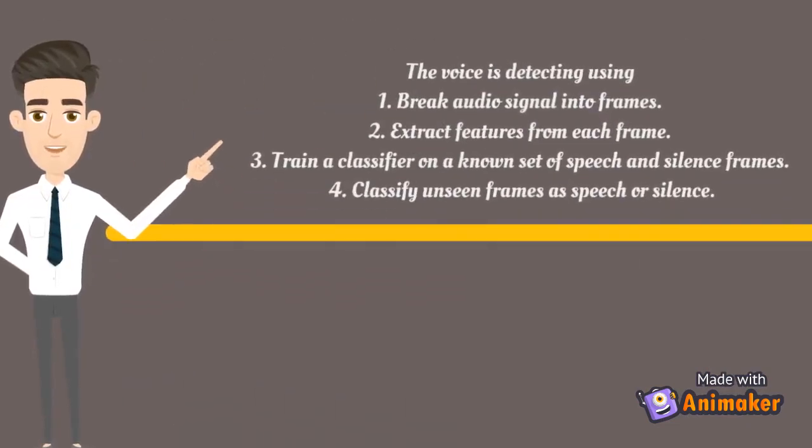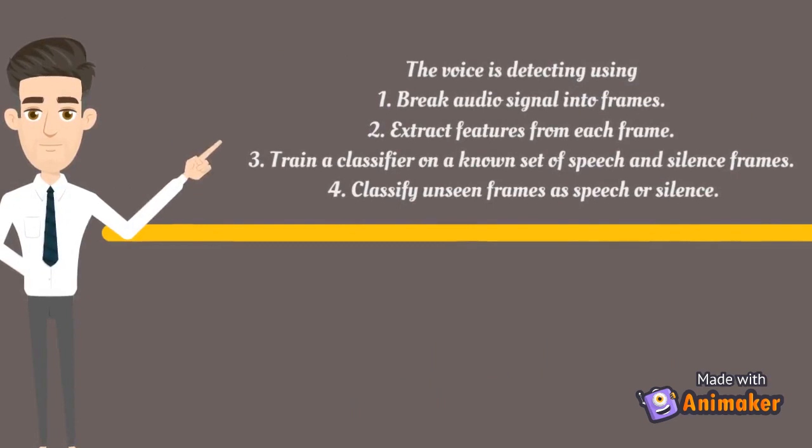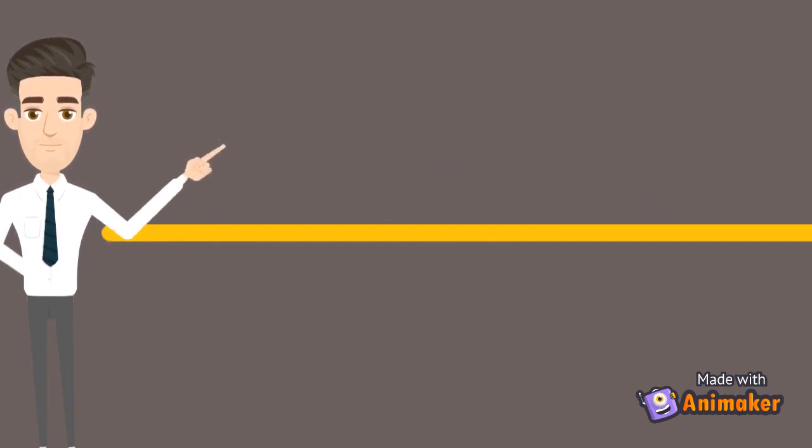The voice is detected using: 1. Break audio signal into frames. 2. Extract features from each frame. 3. Train a classifier on a known set of speech and silence frames. 4. Classify unseen frames as speech or silence.